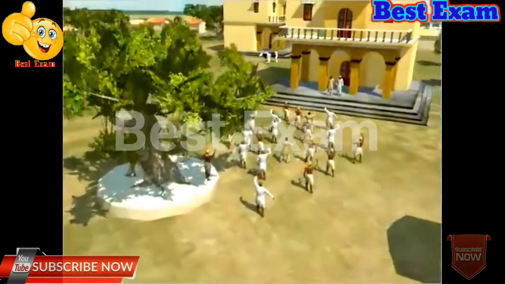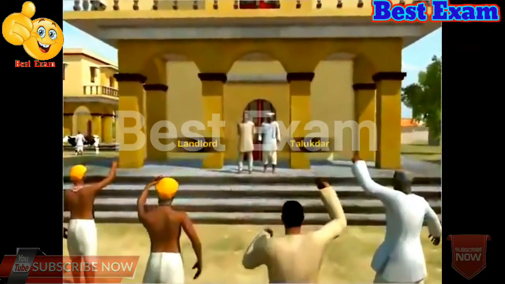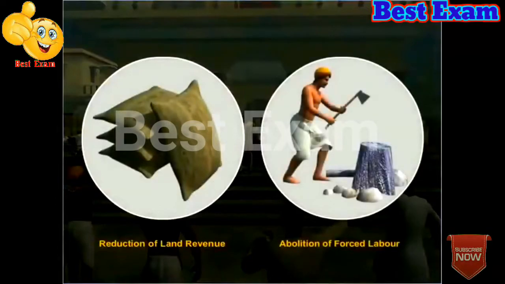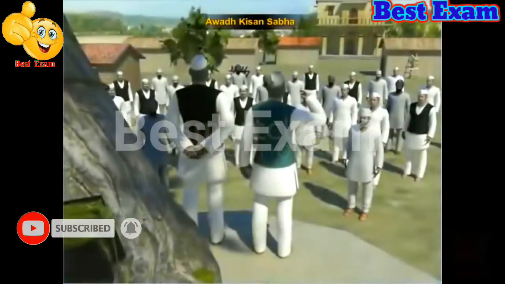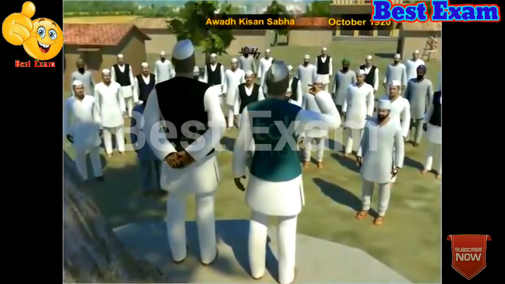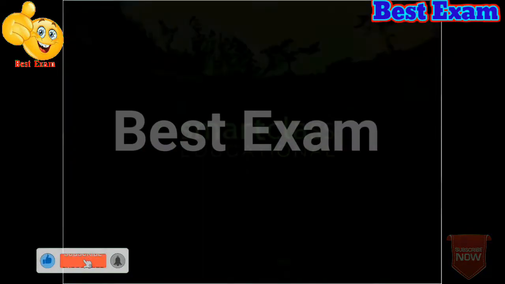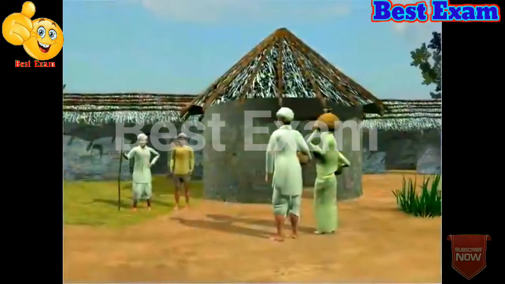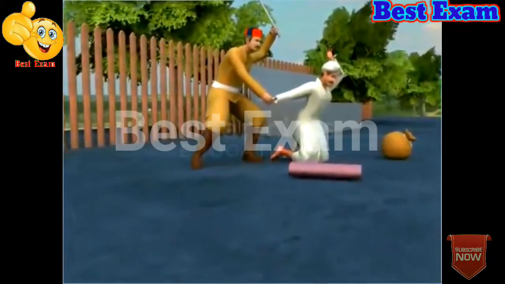In the countryside, the movement took the shape of a struggle against the oppressive landlords and talukdars, demanding a reduction of land revenue and abolition of forced labor or begar. To organize these movements, the Awadh Kisan Sabha was set up by Jawaharlal Nehru and Baba Ramchandra in October 1920. Workers employed in British plantations also left their work to return to their villages. However, they were captured and beaten up by the British.